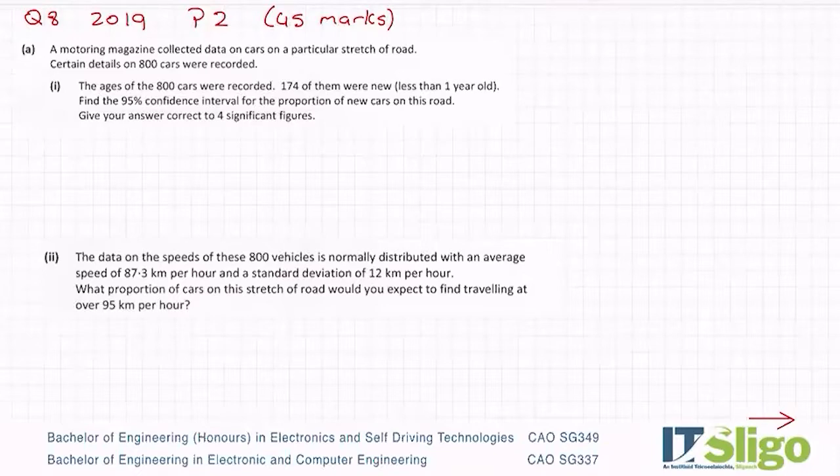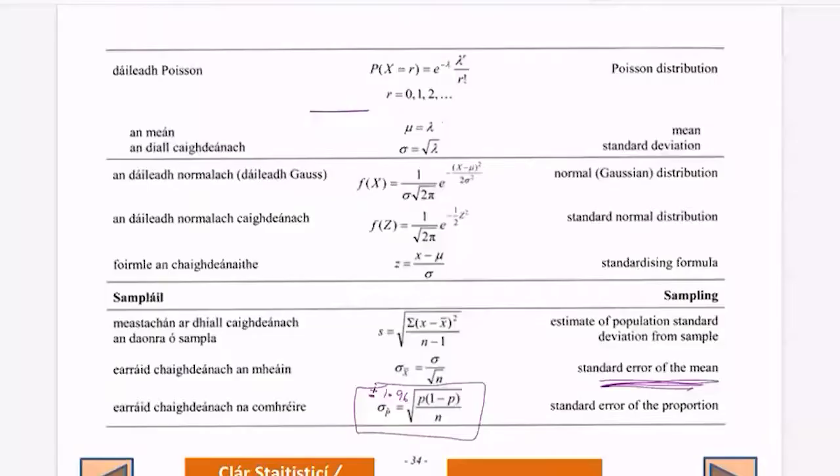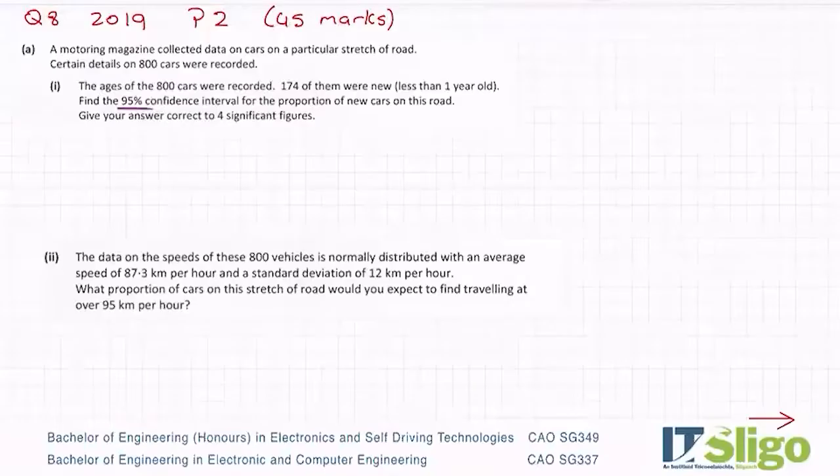174 of them were new. Find the 95% confidence interval for the proportion of new cars on the road. Give your answer correct to 4 significant figures. Okay, so if I go to my log tables, let's do our proportion first. We can call it p hat if you wish. It's 174 over 800, or you can think of it as probability or proportion. 174 cars out of the 800 were new cars. Okay, so that's what we're dealing with.